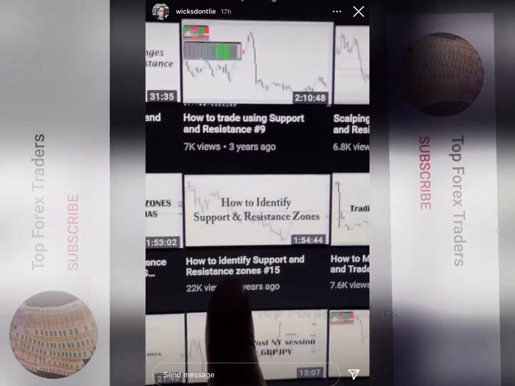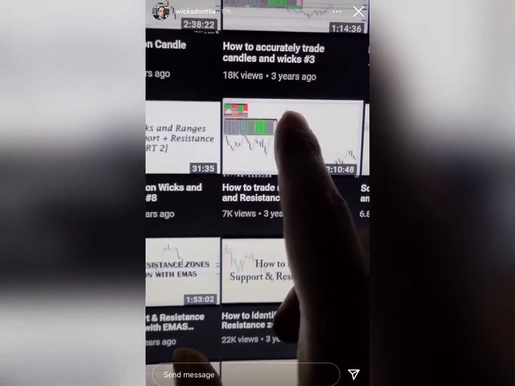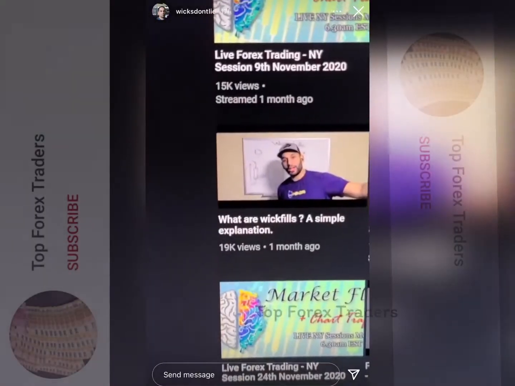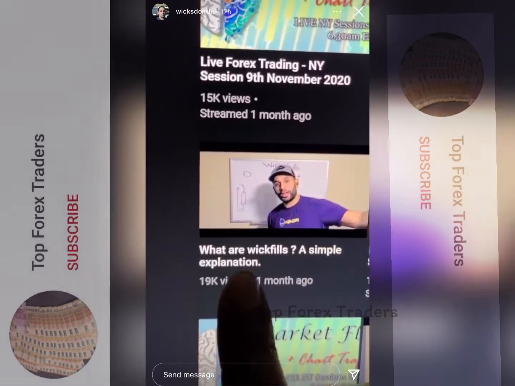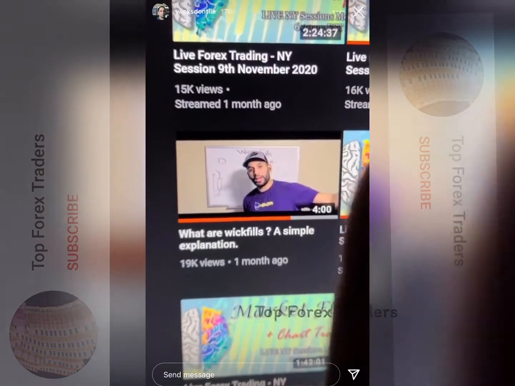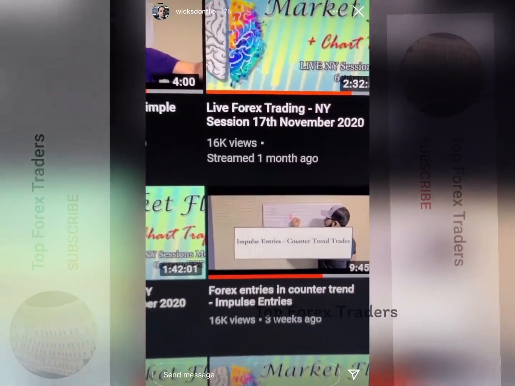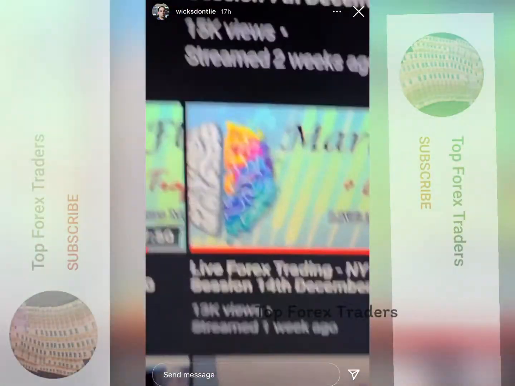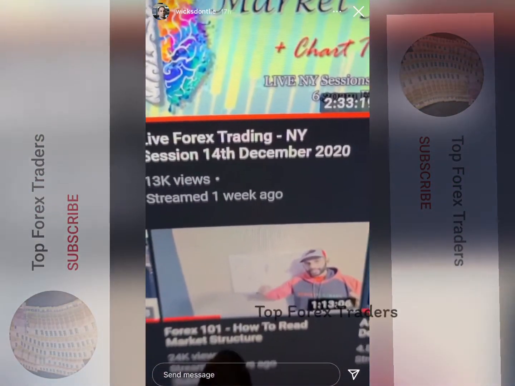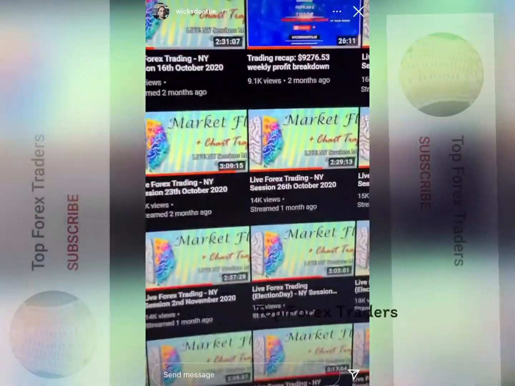How to identify support resistance, how to identify support resistance the second version, how to actually trade candles in wicks. Then I did some virtual class videos like what are wick fills, the simple explanation. This is a really simple concept for trading, right? Candles, Forex entries and counter trends like impulse entries, and then how to read market structure. Really important too. We got, oh nice, 24,000 views, right? So all this information is going to get you ready towards basic price action.